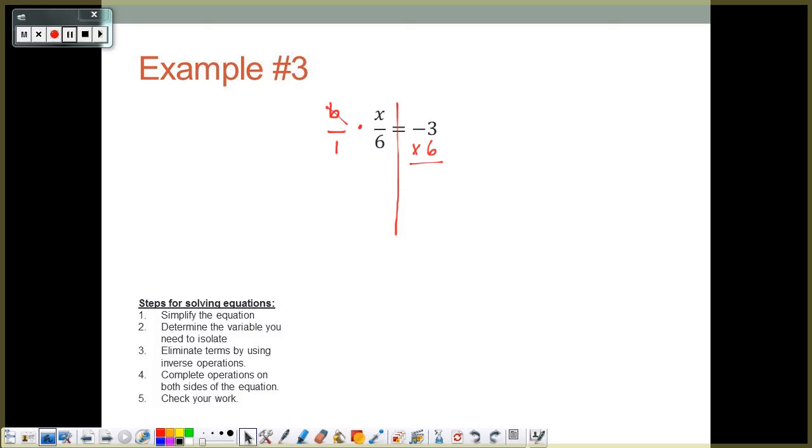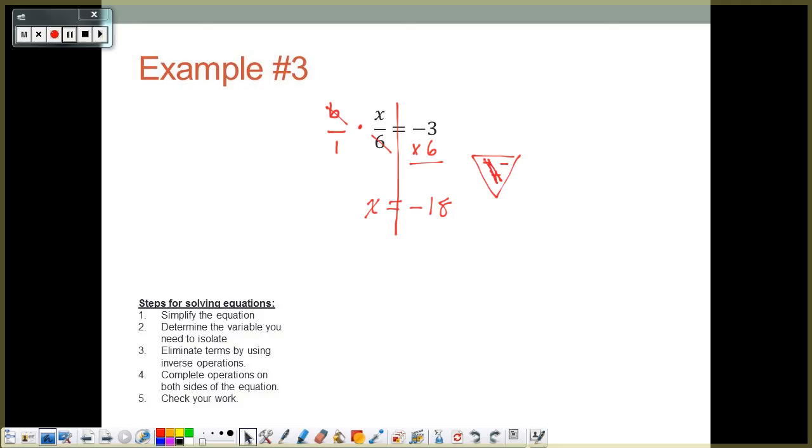On the left here, my 6's cancel. I'm left with x. And negative 3 times 6 is a negative 18. Again, negative and a positive leave me with a negative.